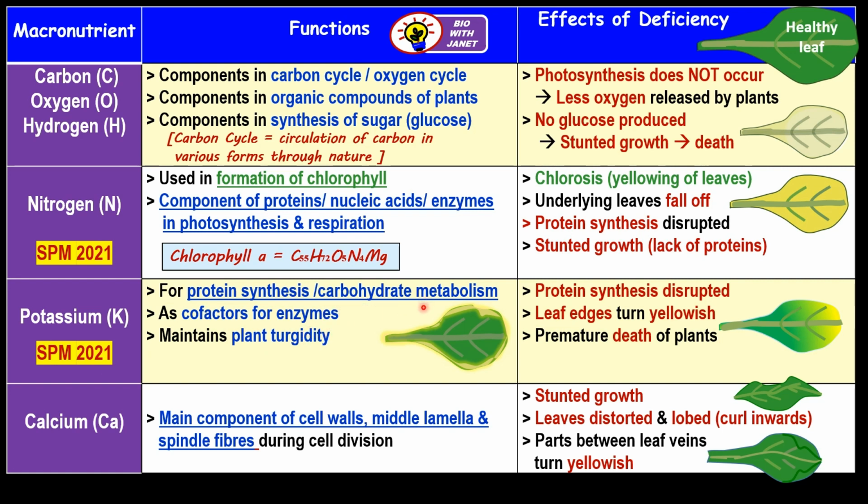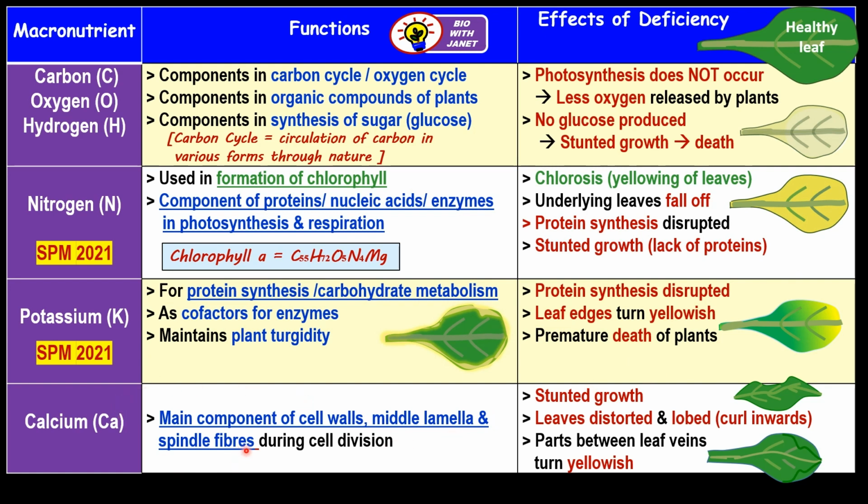Just remember one fact here, at least one fact. Without potassium, protein synthesis will be disrupted, and a very unique symptom of deficiency, or effect of deficiency, is that the leaf edges will turn yellowish, at the edges here or at the tips here. There's premature death of the plants finally.